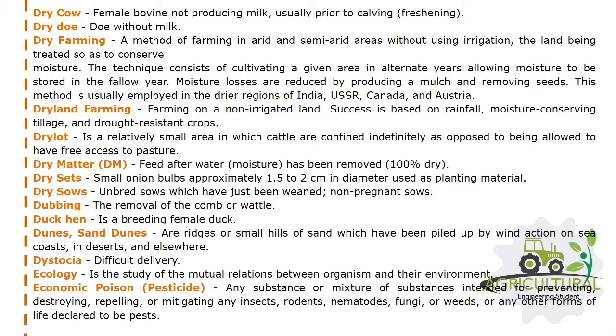Dubbing: the removal of the comb or wattle. Duck hen is a breeding female duck. Dunes, sand dunes, are ridges or small hills of sand which have been piled up by wind action on sea coasts, in deserts, and elsewhere. Dystocia: difficult delivery. Ecology is the study of the mutual relations between organisms and their environment. Economic poison, pesticide: any substance or mixture of substances intended for preventing, destroying, repelling, or mitigating any insects, rodents, nematodes, fungi, or weeds, or any other forms of life declared to be pests.